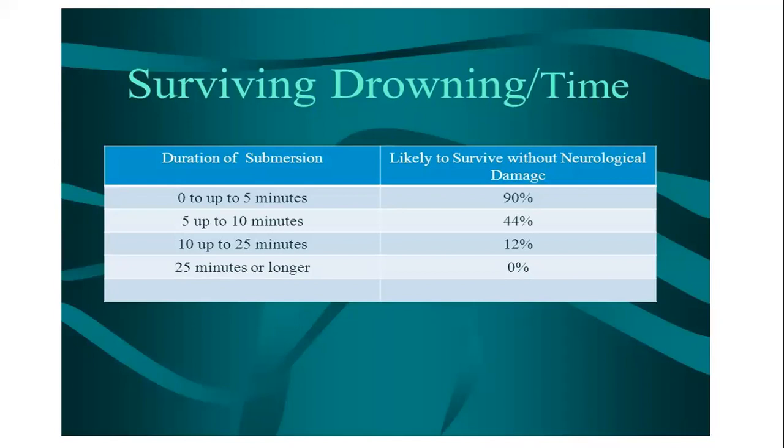Therefore, the timing is very important, whether there's any neurological damage or not, if the patient survives. It depends on the time. Within 5 minutes, 90% without neurological damage. 5 to 10 minutes, 44% without neurological damage. 10 to 35 minutes, 12% without neurological damage. If more than 35 minutes, if they survive, the chance of neurological damage is already 100%. So timing is very important.